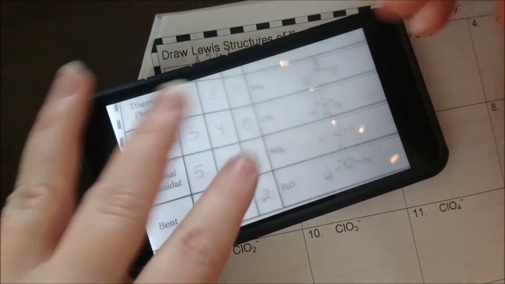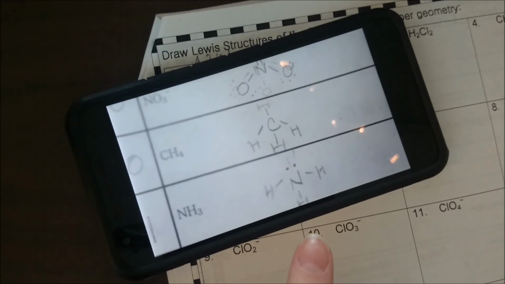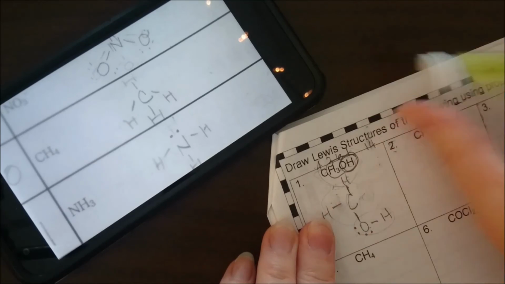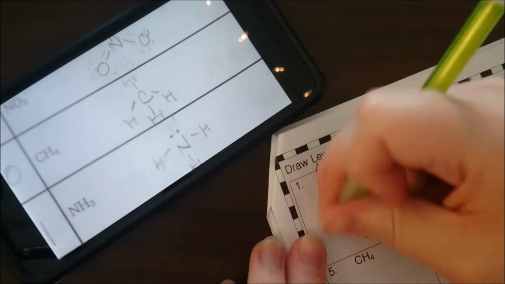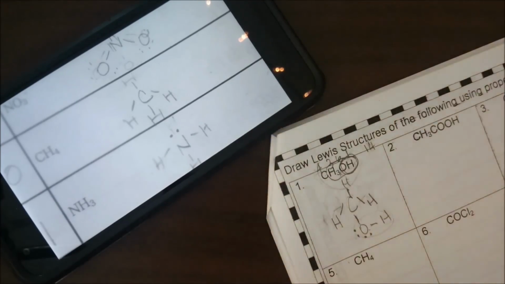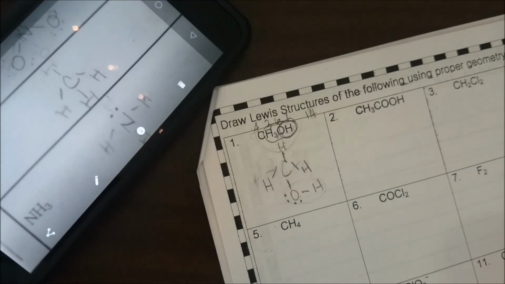It's going to look similar to this. Now the difference is going to be that instead of having 4 H's, you're going to have one that's an OH. So I'm just going to fix this so that these lines are angled down. And that is the proper geometry for our Lewis dot structure.